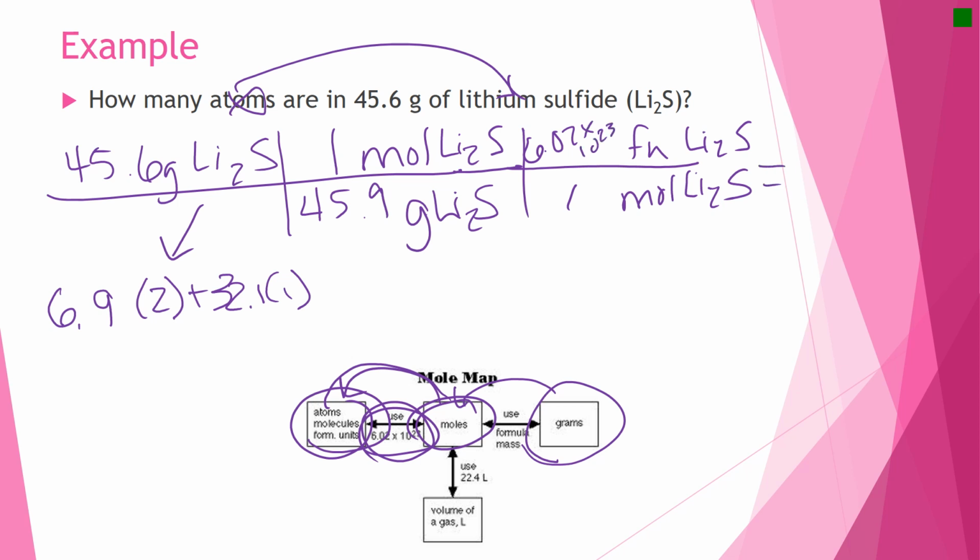So now putting this into my calculator, I'm going to do 45.6. This should be 45.9. I'm sorry, I'm getting confused. So we're going to do 45.6 times 1 divided by 45.9 times 6.02 E23 divided by 1, and we get 5.98. Okay, that's with sig figs, times 10 to the 23rd formula units of Li2S.